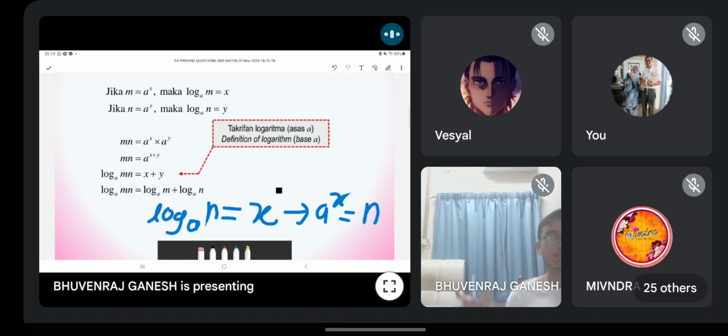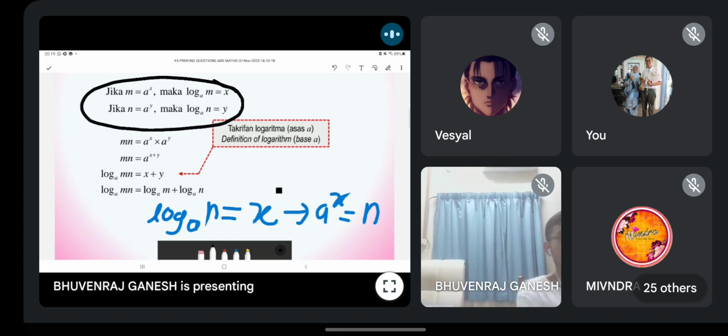Okay, first thing you all must know, this one is called addition rule lah. How you pecahkan from darab kepada tambah. Okay, you must remember this one lah. Basically, this one you can make this assumption. Kamu boleh buat anggapan ni. This is called assumption.